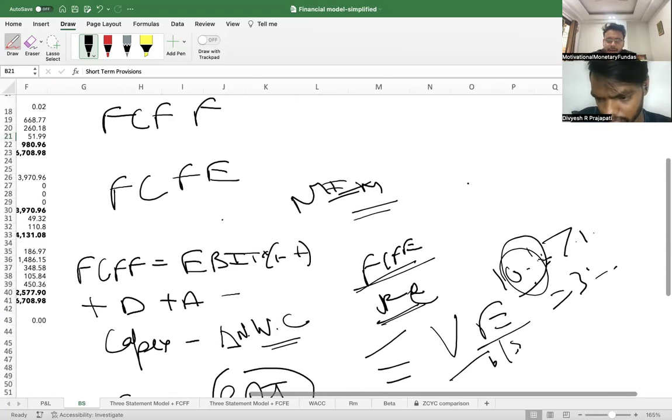So debt is basically a raw material for banks. But for the other companies, debt is not a raw material. Banks have to compulsorily raise debt. And there is no point calculating FCFF for banks. It's much more essential to calculate FCFE, because debt is not a source of finance for banks. It's a raw material for banks, operating for banks. That is why we tend to use FCFE in case of banks.